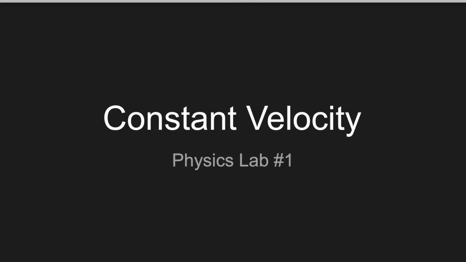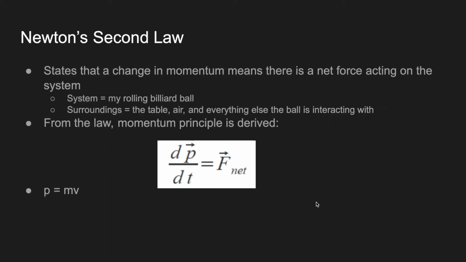Hi, my name is Jennifer, and today I'm going to discuss our first physics lab, which examines an object in constant velocity. Constant velocity can be defined as an object moving at a constant speed in a constant direction.